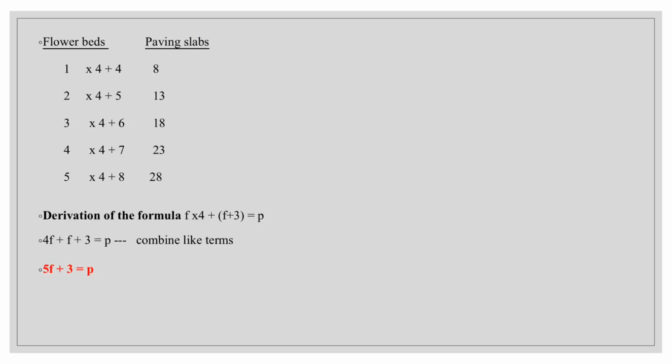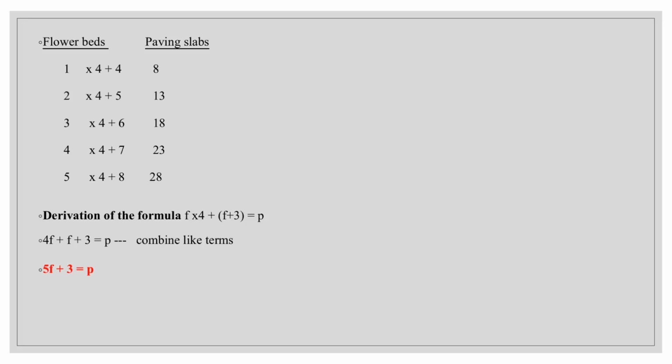So dito naman, nag-multiply tayo ng 4 sa lahat ng number of flower beds. So sa first row, para makuha natin yung 8, nag-add tayo ng 4. Sa sumunod naman, nag-add tayo ng 5 para makuha yung 13. At sa sumunod naman, nag-add tayo ng 6 para makuha yung 18.